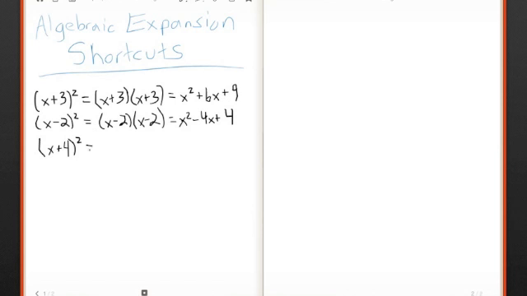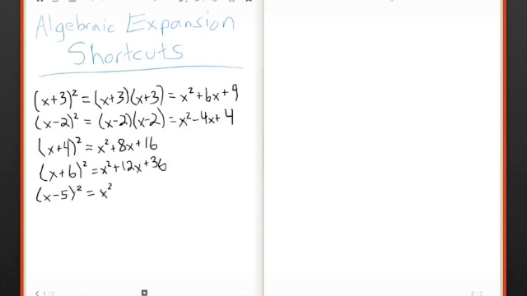So let's see if we can do this example now in one step. X plus 4 squared. First it's x squared, then plus 2 times 4 is 8x, plus 4 squared is 16. X plus 6 squared is x squared, plus 2 times 6 is 12x, plus 6 squared is 36. If we have a minus here, it is x squared. 2 times negative 5 is negative 10x. Negative 5 squared is positive 25.